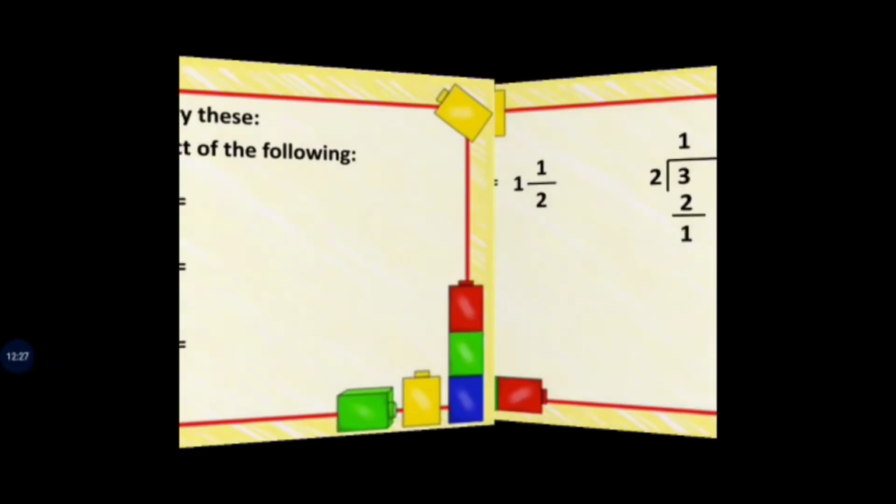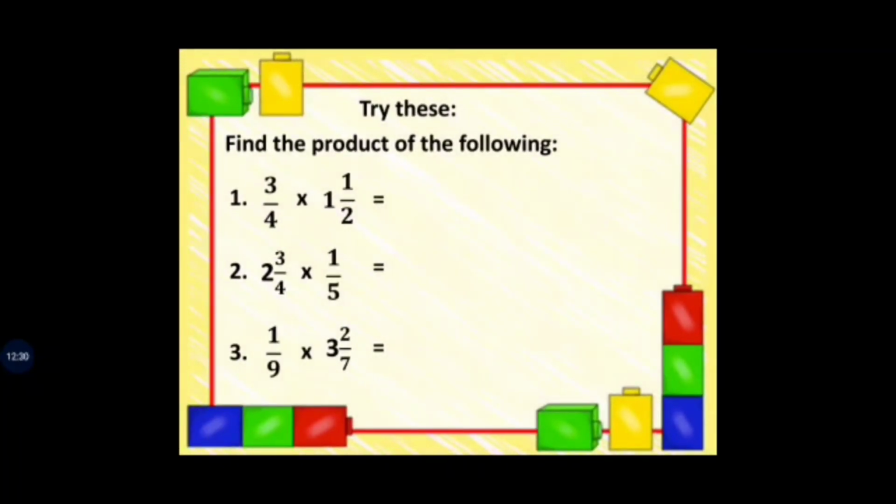So, para masubukan kung may natutunan, try ninyo po ito. Find the product of the following. Number 1, 3/4 times 1 and 1 half. Number 2, 2 and 3/4 times 1/5. Number 3, 1 over 9 times 3 and 2 over 7. So, bibigyan ko lang po kayo ng isang minuto lang. Alam ko napakadali lang naman ito. Then after that, we will check your answers.